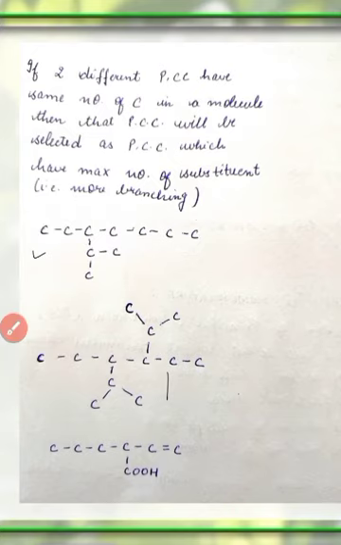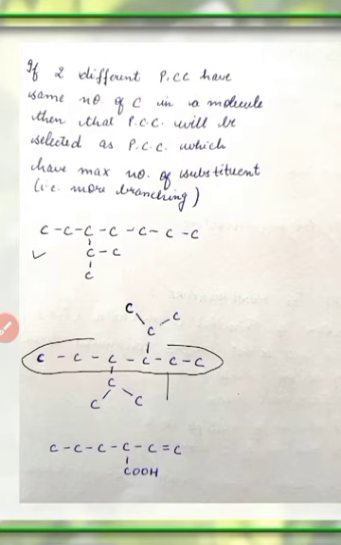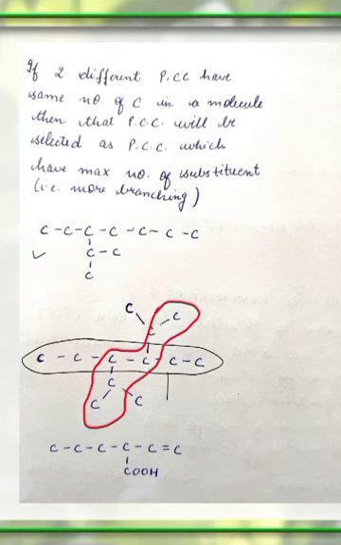Next example, in this we have one possibility, and the other possibility is this. Both have 6 carbons in the chain, but this red one has more substituents, so this will be the preferred parent carbon chain.